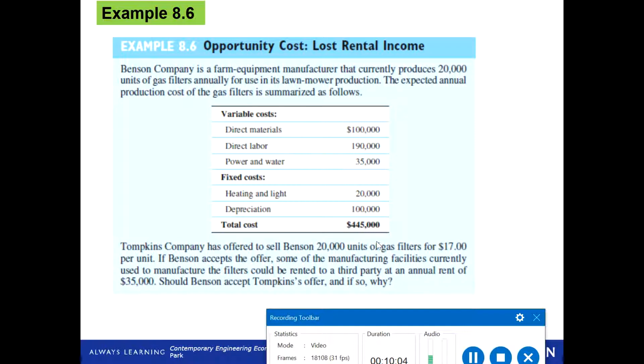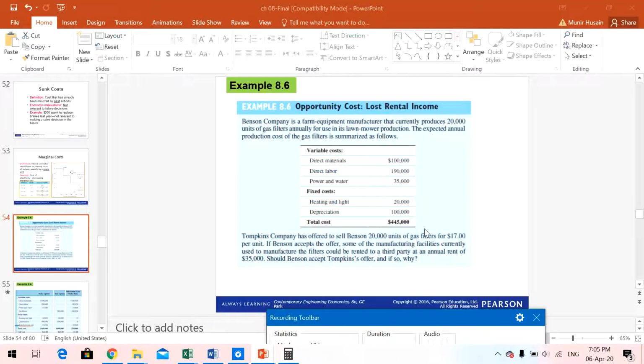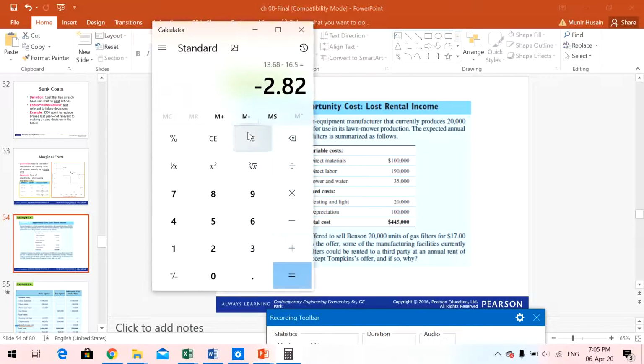Now how to make a decision? Maybe we can just add them. If I do it like this, 445,000 divided by 20,000, so the total cost divided by the number of units we produce is 22.25. If we just look at it this way, you may say, okay, they are giving us 17, and this is our cost, so it's better to buy from outside. This is the immediate reaction if we look at these numbers, right?